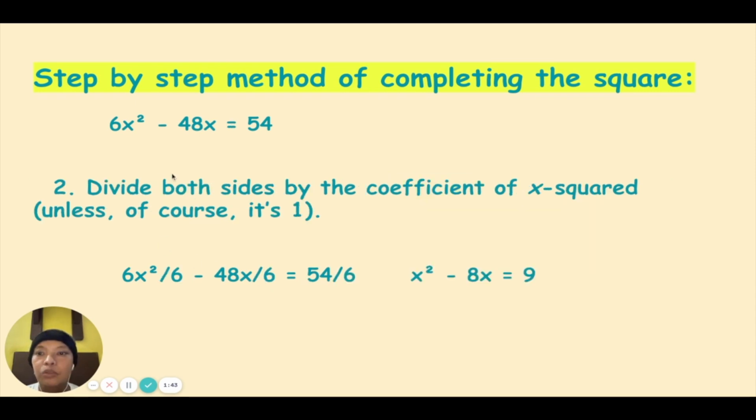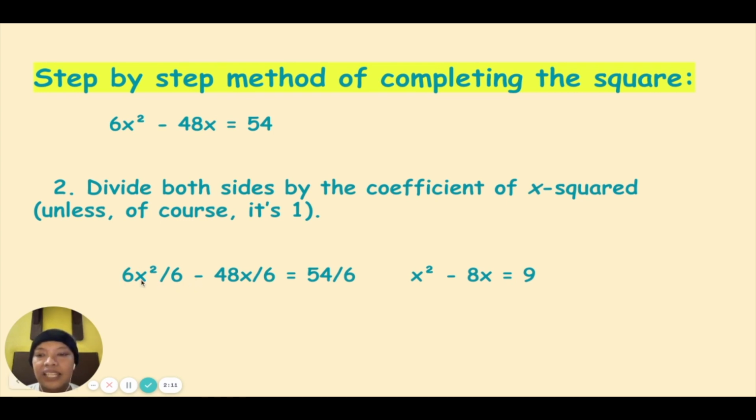So step number 2, divide both sides by the coefficient of x squared, unless of course it's 1. So ano po ibig sabihin nun? I-divide nyo po yung both sides sa coefficient nung x squared. So halimbawa, ito po, ang coefficient niya ay 6. Of course, kung walang nakasulat, that is understood 1, so wala na po kayong gagawin. Pero dahil po may coefficient na 6, i-divide nyo po yung lahat sa 6.